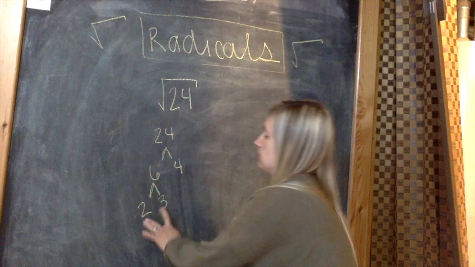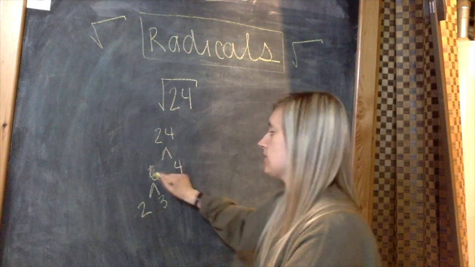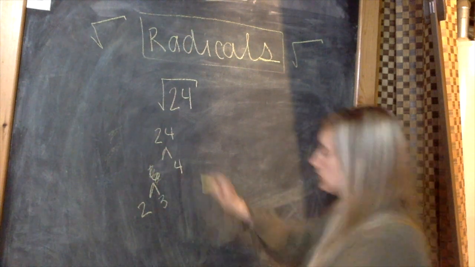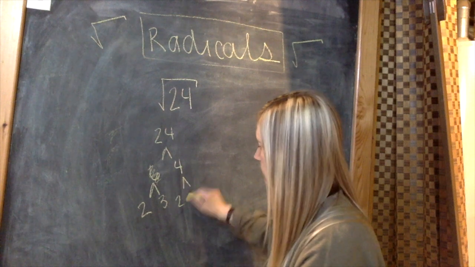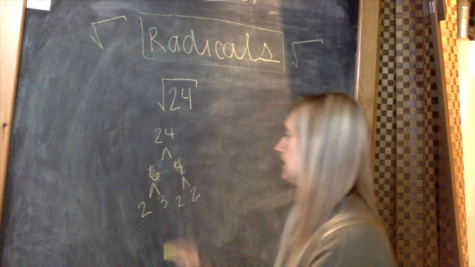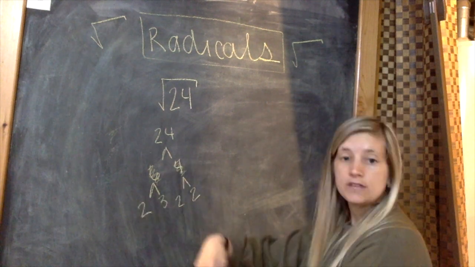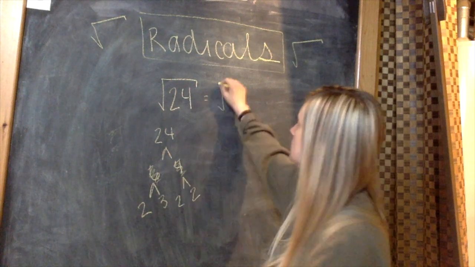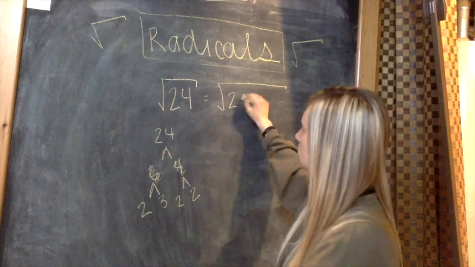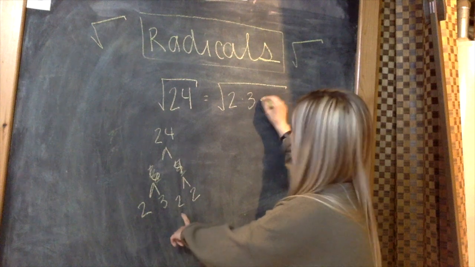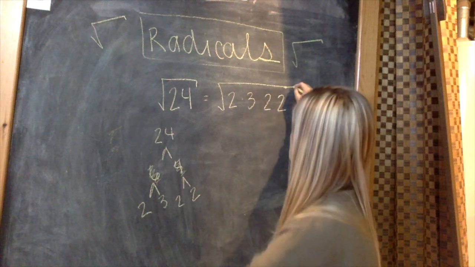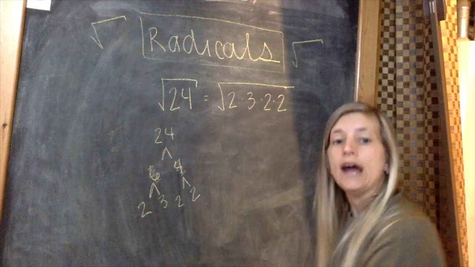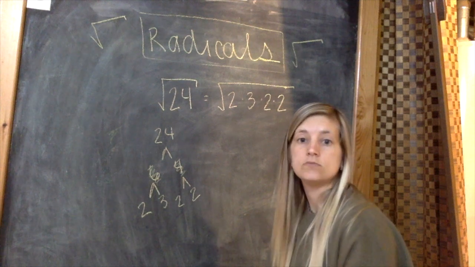Remember, with this 2 and 3, it's like that 6 is actually gone. Then the 4 breaks into 2 and 2, so now it's like the 4 is not there. So all four of these are prime. I'm left with 2 times 3 times 2 times 2. Now find some pairs. Do you have any pairs?